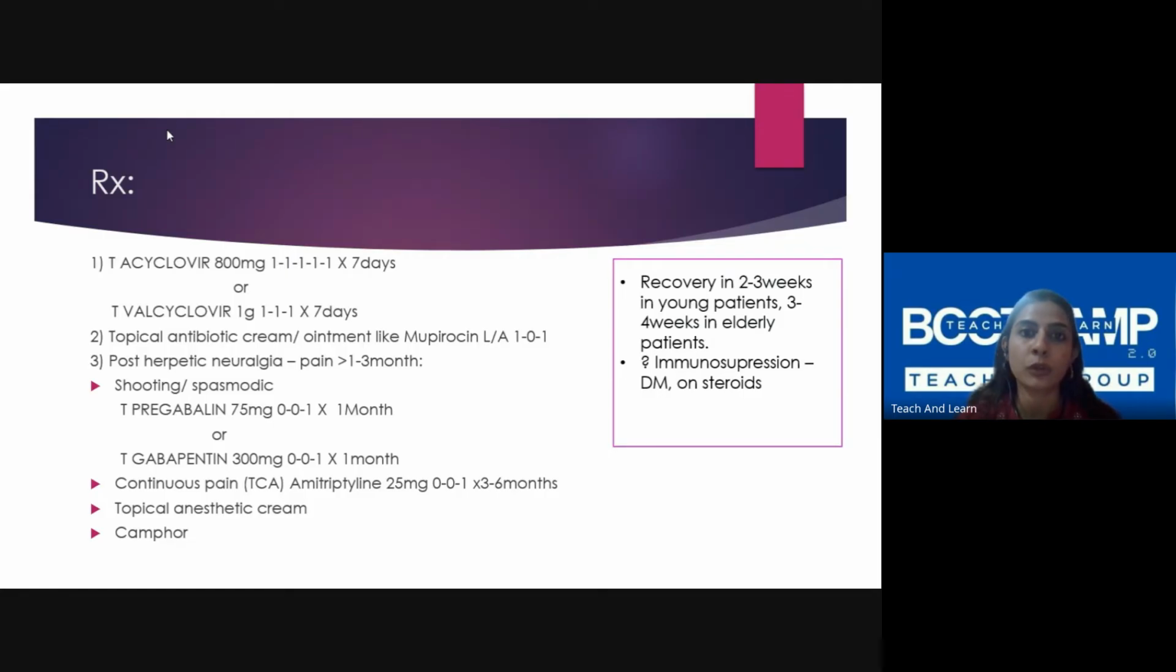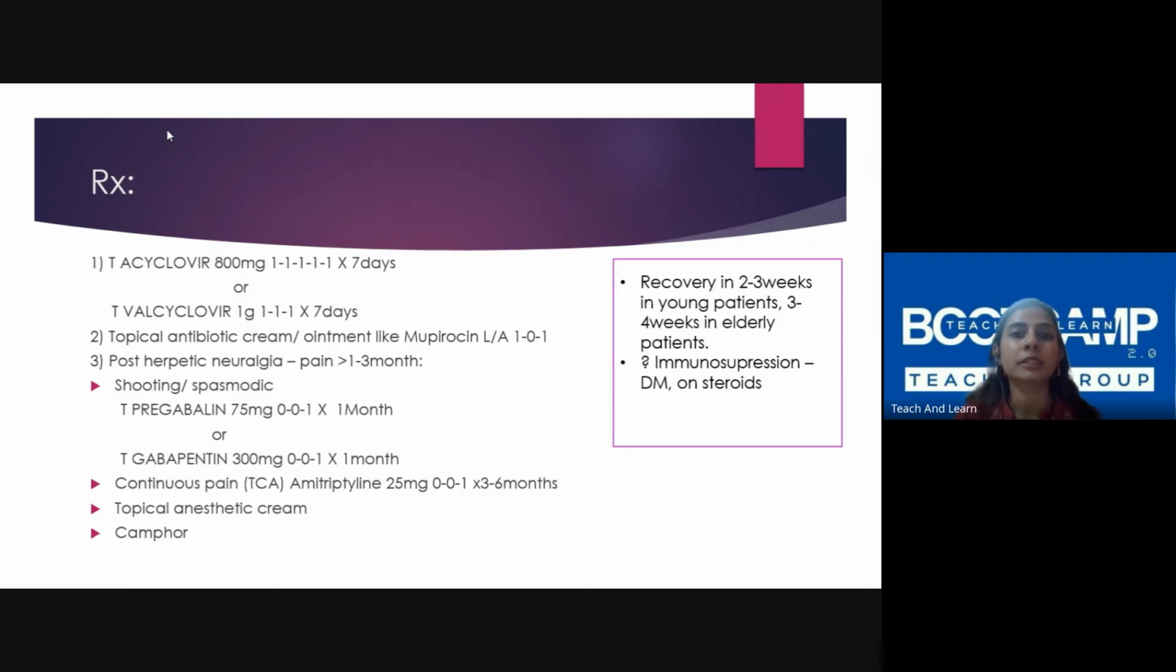So what are you going to give as topical? You're going to give antibiotic cream here, not antiviral. That is like mupirocin for local application twice a day. And for the neuralgia, you can give pregabalin 75 mg in the night for 1 month and gabapentin 300 in the night for a month.